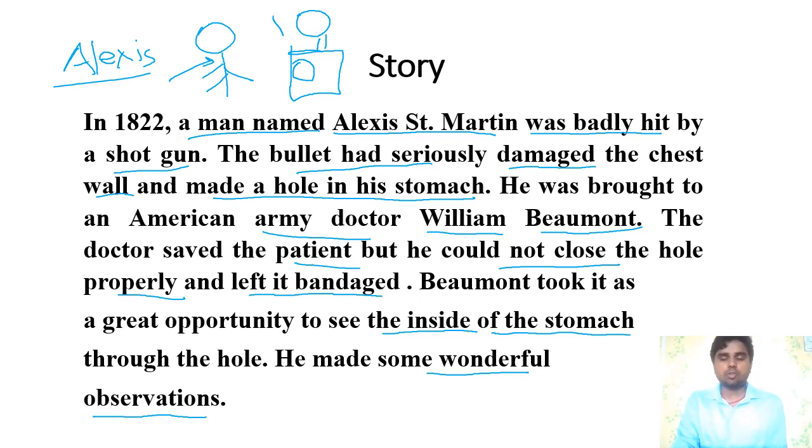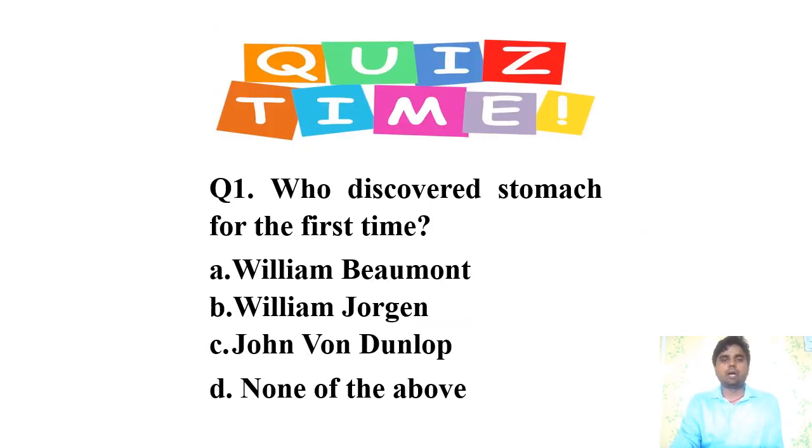So hope you have understood this story of the discovery of the stomach. Now you have to answer this question, students. Who discovered the stomach for the first time? Is it William Beaumont, William Jorgen, John von Dunlop, or none of the above? I will give you 30 seconds to answer this question. Yes, you have to think very carefully. We have studied right now who the doctor was who discovered the stomach for the first time. Yes, so the answer would be William Beaumont.